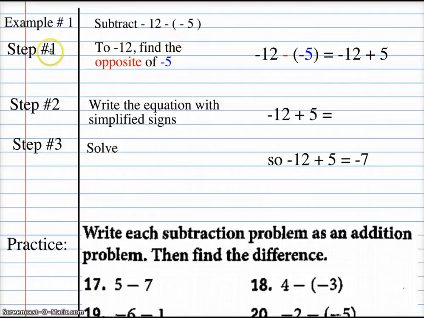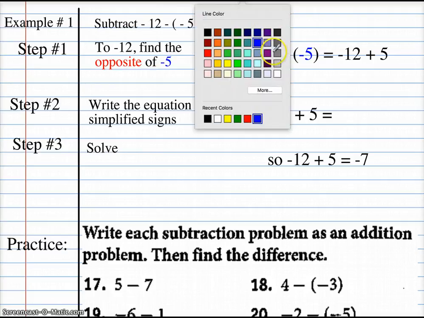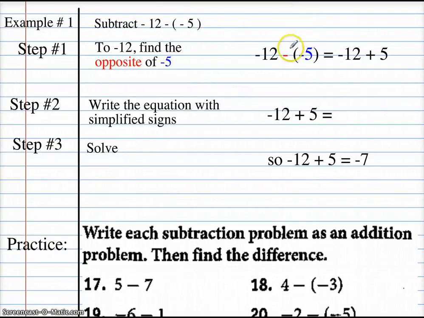Okay, so the first thing I'm going to do, step 1, is to negative 12. To this number, I'm going to find the opposite of negative 5. The opposite of negative 5 is positive 5. So this idea, the opposite of negative 5, changes into positive 5.